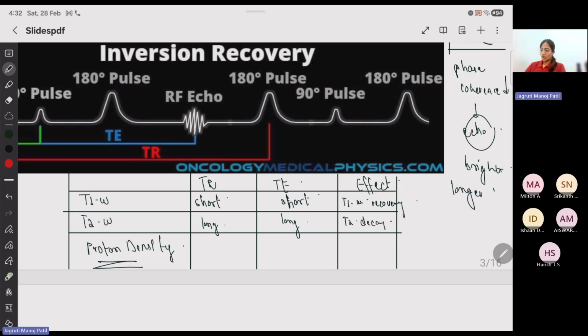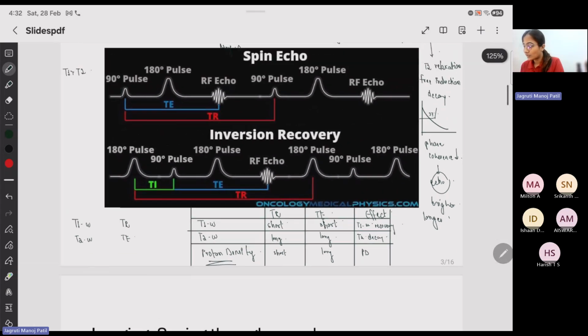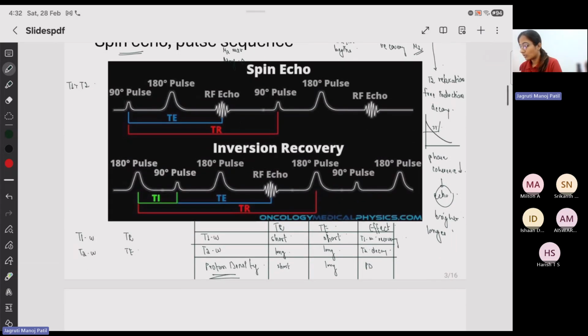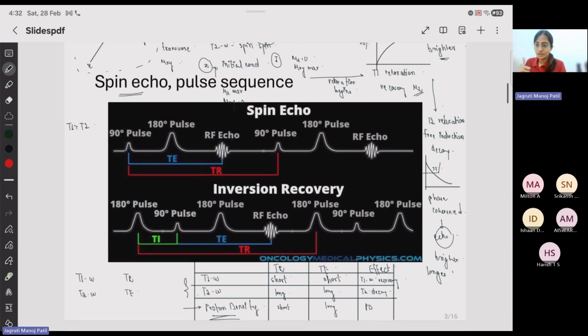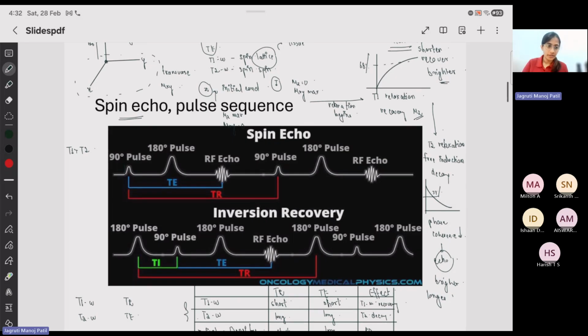But if you use both combinations, a shorter time of repetition and a longer time to echo, you get something called a proton density image. You don't need to focus on it, but it is part of the basics. It comes after these two, and regular images do not use it, but I added it here just for mention. Is this clear till this point? Are you clear why CSF that day was brighter for T2 and not for T1?